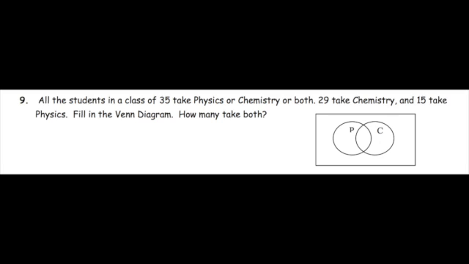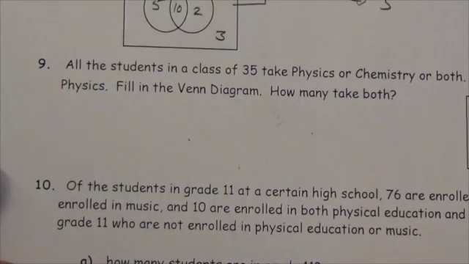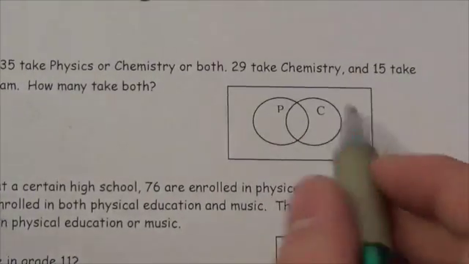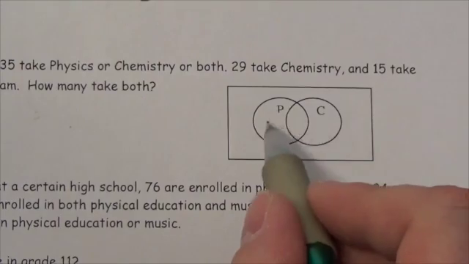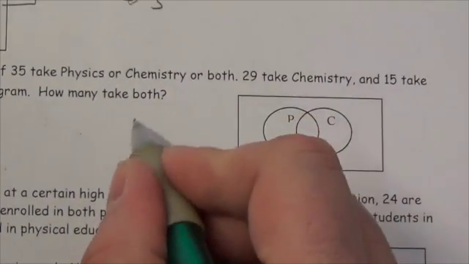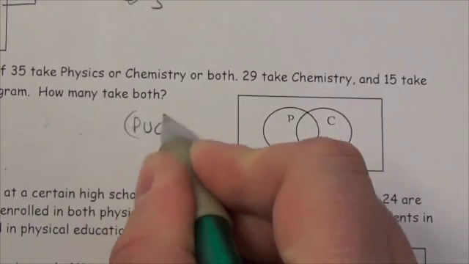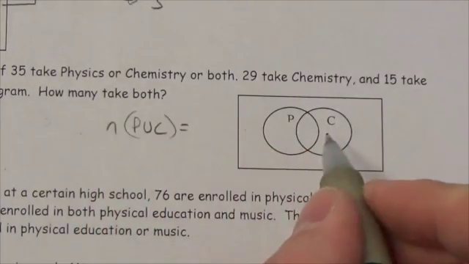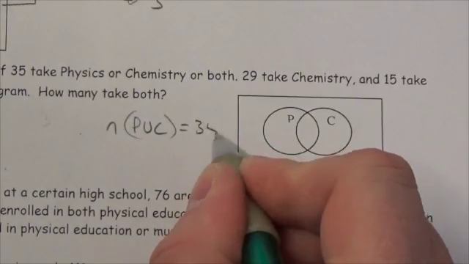All the students in a class of 35 take physics or chemistry, or both. 29 take chemistry, and 15 take physics. Fill in the Venn diagram and determine how many take both. All right, now this question requires us to be a little bit more clever here. We're told that 35 students take physics or chemistry. So in between these two circles here, there's 35 students. So P union C, the number of students in that little group there is 35.